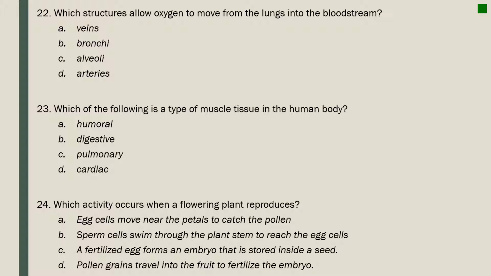23. Which of the following is a type of muscle tissue in the human body? A. Humoral. B. Digestive. C. Pulmonary. D. Cardiac.